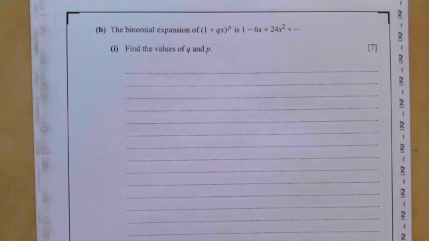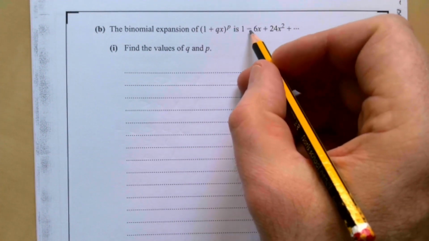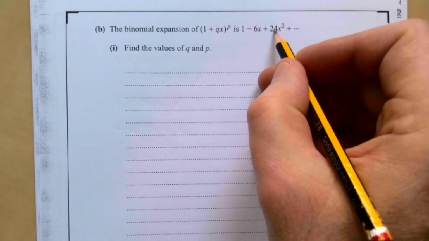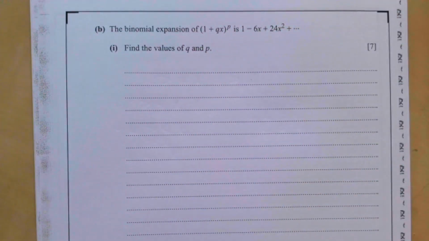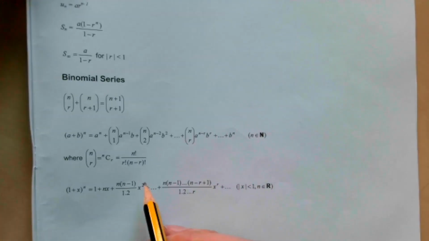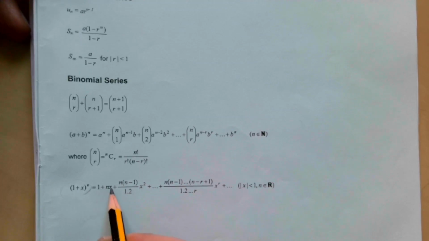This is a binomial question. The binomial expansion of (1 plus qx) to the power of p is 1 minus 6x plus 24x squared. Find the values of q and p. Well, we're going to need to look at our formula booklet for the expansion of this one. We have two different expansions here. We don't want the a plus b one. We're going to use this one, but obviously we have an ax in here, so we just need to be careful.